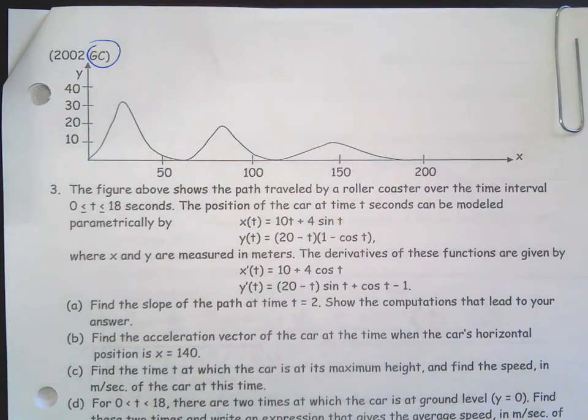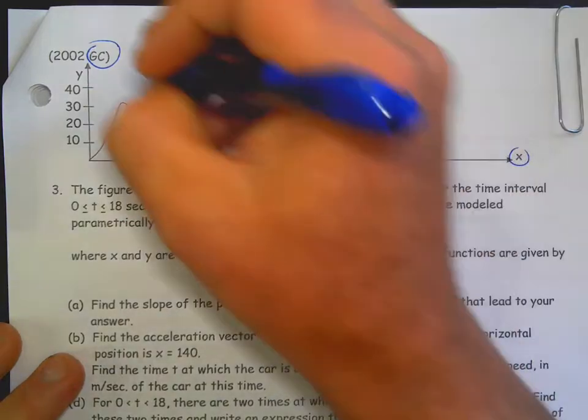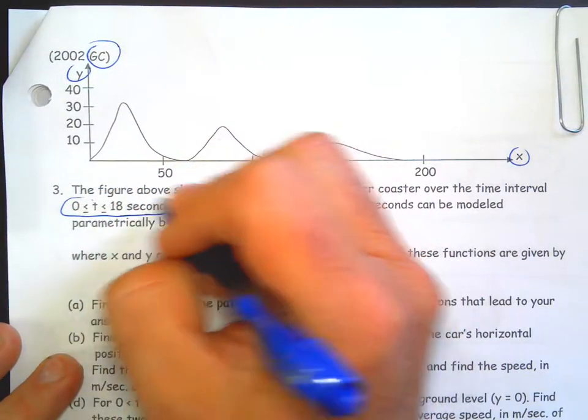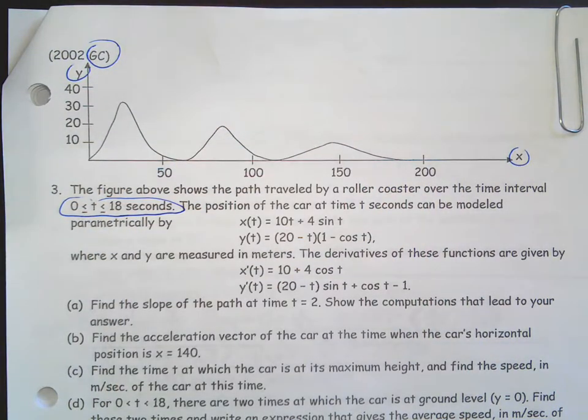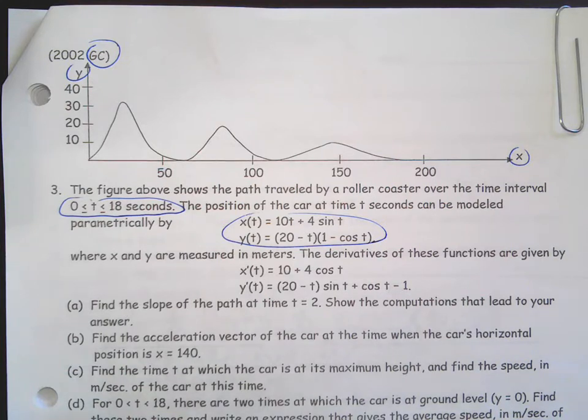Okay. This figure above shows the path traveled by a roller coaster over the time interval 0 to 18 seconds. So this is x and y, but this is indicating this is parametrics. Position of the car at time t seconds can be modeled parametrically by, so they're giving you the x and y position equations where x and y are measured. The derivatives are given.